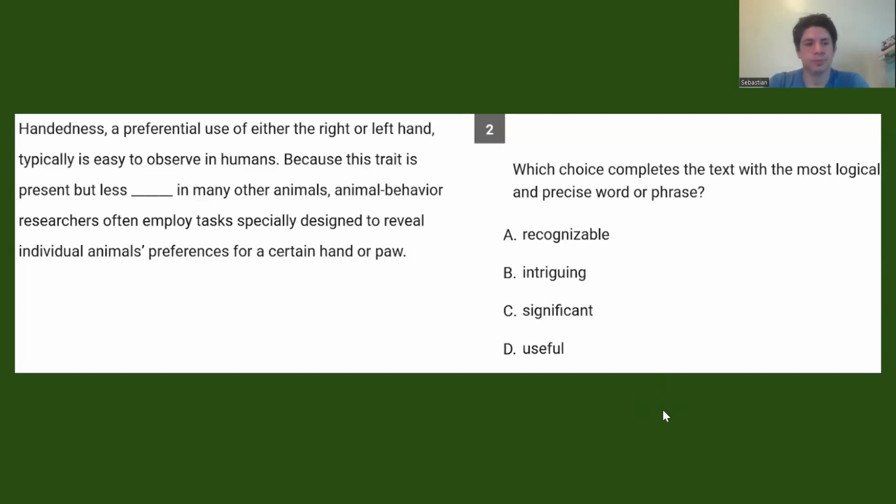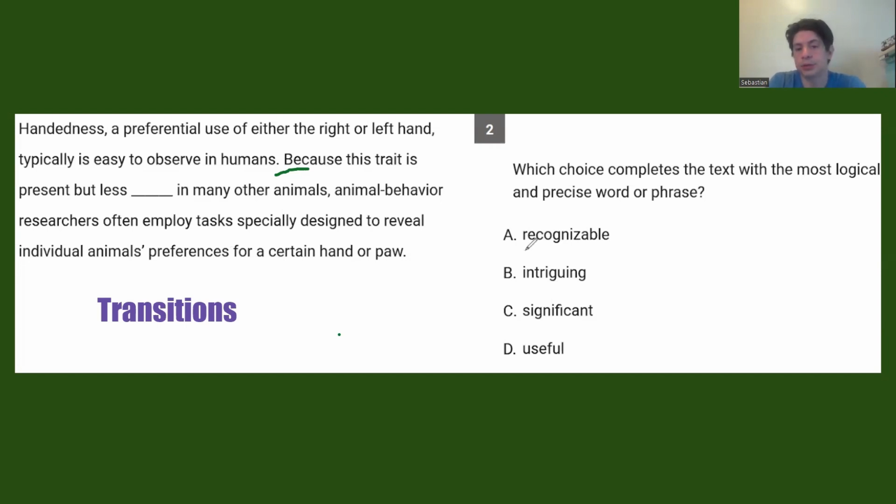Okay, so number 2. Handedness, a preferential use of either the right or left hand, typically is easy to observe in humans. Because this trait is present but less, blank, in many other animals, animal behavior researchers often employ tests specially designed to reveal individual animals' preference for a certain hand or paw. So it's present, but less something, right? Let's focus on transitions. We have a because here, so it's setting up a relationship between the first part and the second part. So the first part explains the second part.